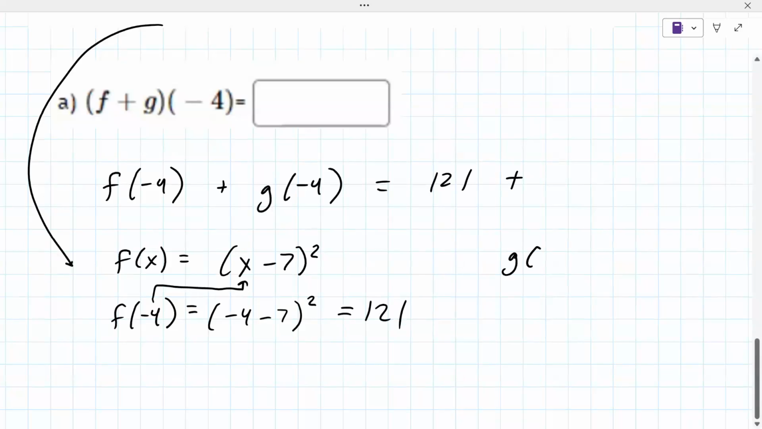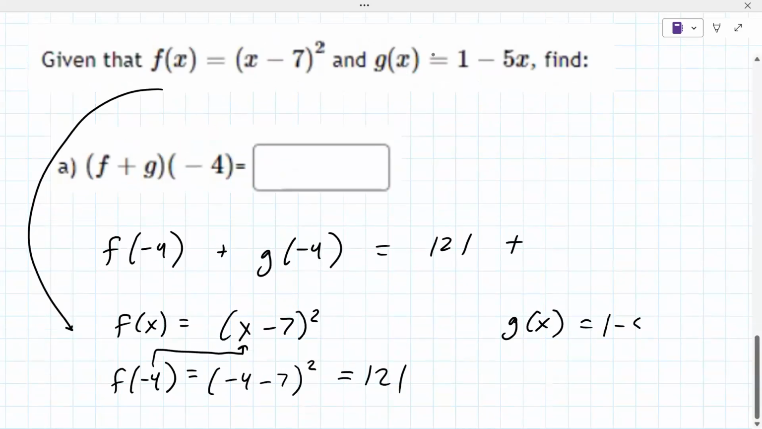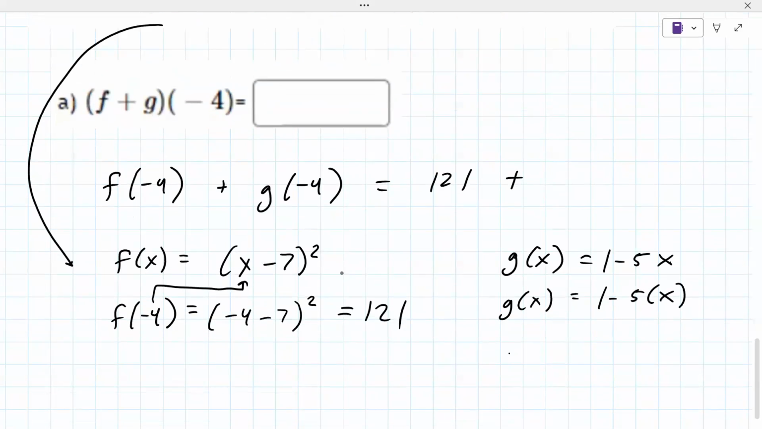Now we have to find g of negative 4. So g of x, we've got to go back now to the original. It's 1 minus 5x. And I've mentioned this a couple of times: you really want to treat that variable like it's in parentheses, so when you calculate g of negative 4, you're not making any weird sign errors. You are multiplying these numbers together, then you're subtracting here. Do you want to go ahead and calculate this for us, please? 1 minus 5 times negative 4 is 21.